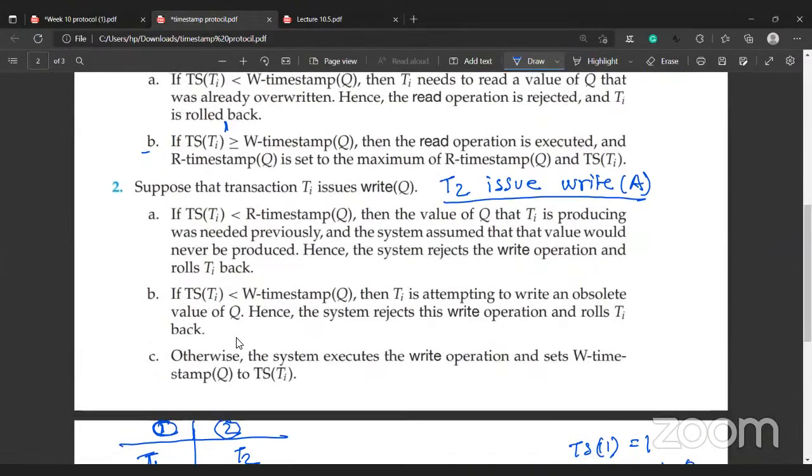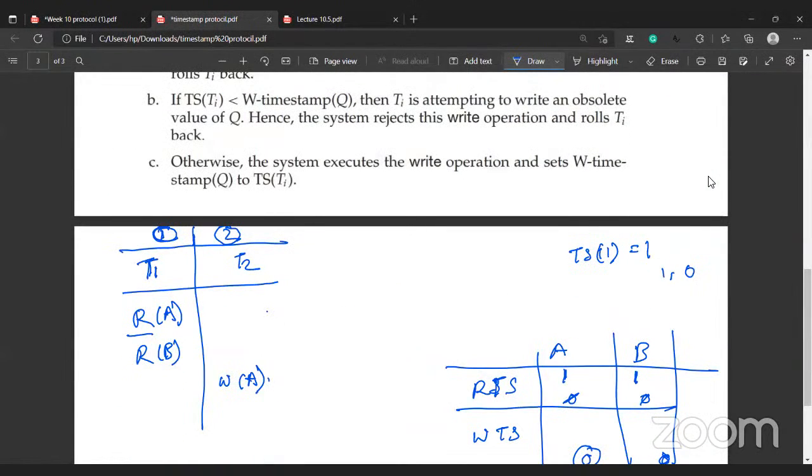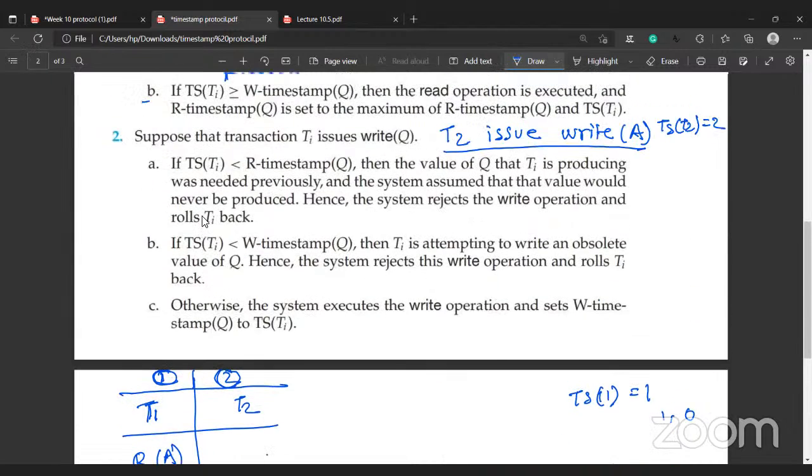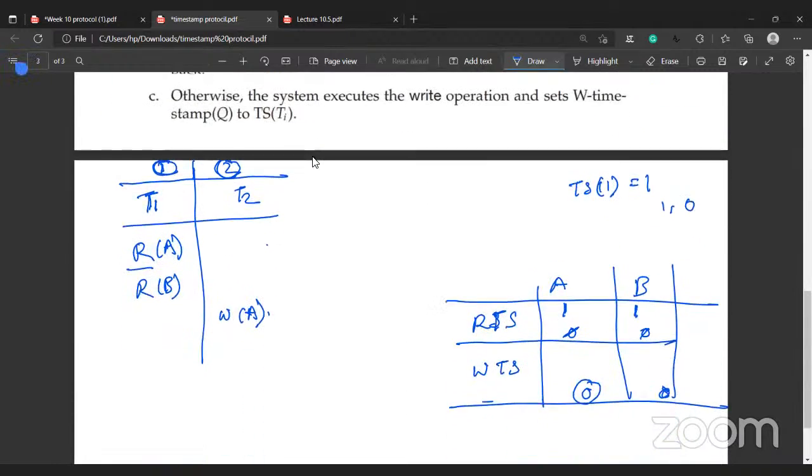Now the timestamp of T2 is 2. You can see that we have already assigned a unique timestamp to T2. Now we have to check this condition. TS of T2, which is 2, less than the read timestamp of A. What is the read timestamp of A? You can see that the read timestamp of A is 1.